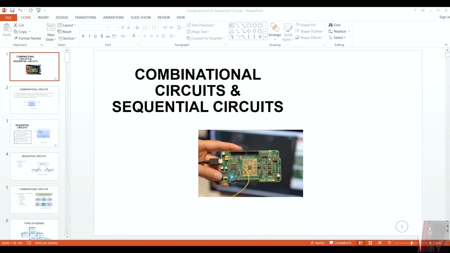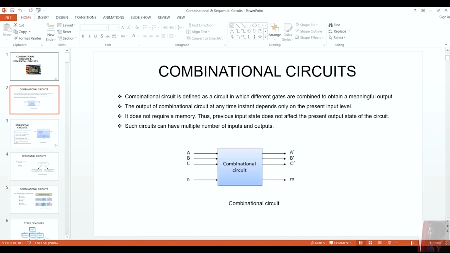So without wasting more time, I'm coming to combinational and sequential circuits. I already discussed what a combinational circuit is and what a sequential circuit is. In brief, combinational circuits are those circuits which are without memory, and sequential circuits are those which are with memory. So you can say that a sequential circuit is nothing but a combination of combinational and memory.